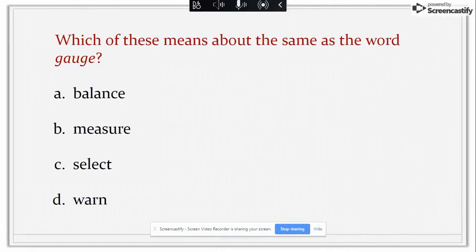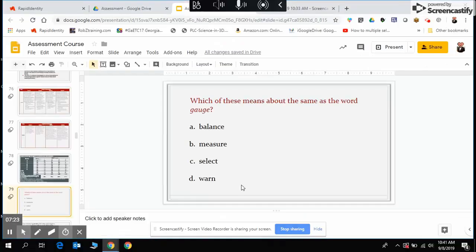So let's look at this right here, okay? Which of these words means the same as the word gauge? Because we're trying to identify the word, what would you say it would be? DOK1, 2, 3, or 4? It's DOK1. Yeah.